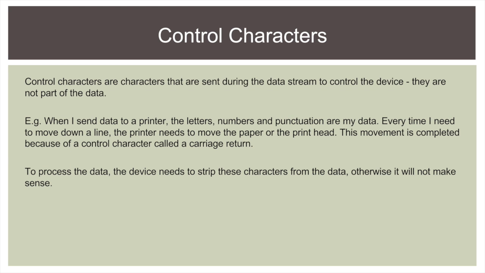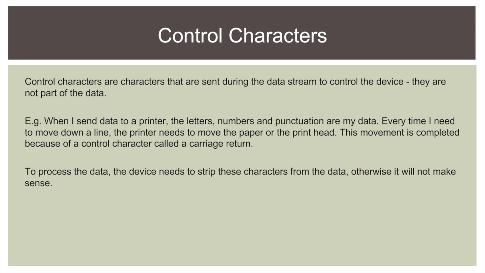So control characters are characters that are sent during the data stream to control the device. They aren't part of the data. For example, when I send data to a printer, the letters, numbers, and punctuation, they're my data. That's what I want to print. Every time I need to move down a line, the printer needs to move the paper or the print head to make that happen. And this movement is completed because of a control character called a carriage return.